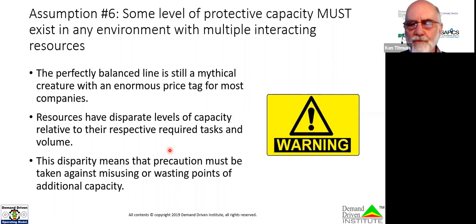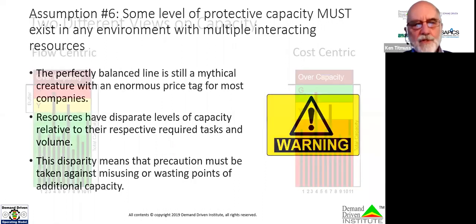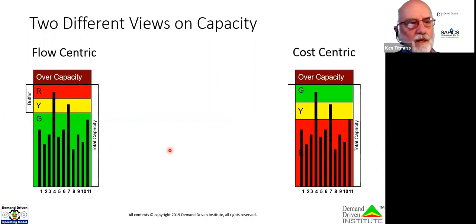Quite often we just want to keep the machines running because that's the way we're being measured. So we're using valuable raw materials to produce product that sits in the warehouse and in the worst case scenario gets thrown away after 5 years or past its sell-by date. So there are two different ways of looking at capacity. On the left-hand side here, we've got the flow-centric way of looking at capacity, all right? So when we're in the green, it's great.